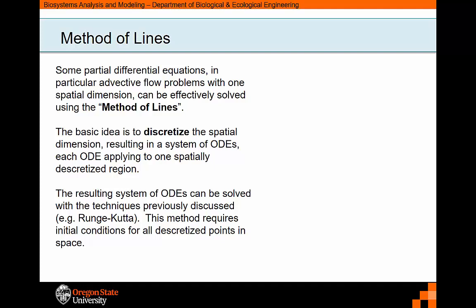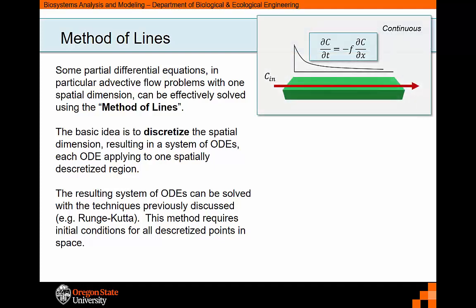So let's look at one such method that is reasonably general purpose for solving problems involving advective flow, the method of lines. The basic idea of this approach is to discretize the spatial dimension by carving it up into a series of uniform sections. We start with a continuous space as shown here. For the advective flow model shown, we would expect the concentration of C to vary continuously over the spatial dimension x.